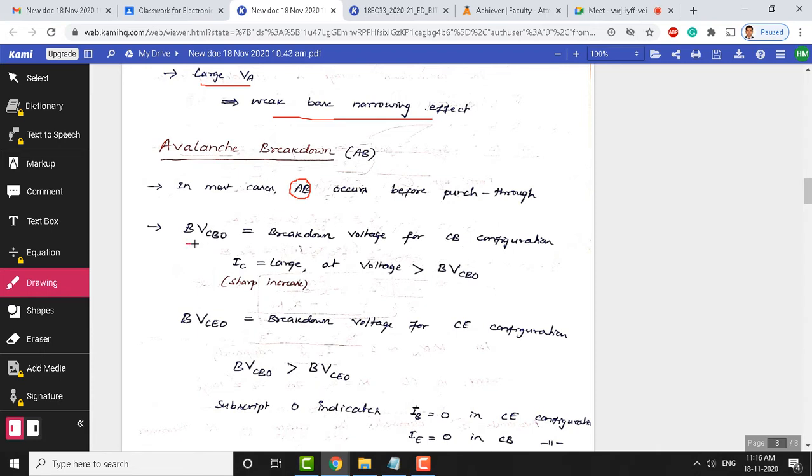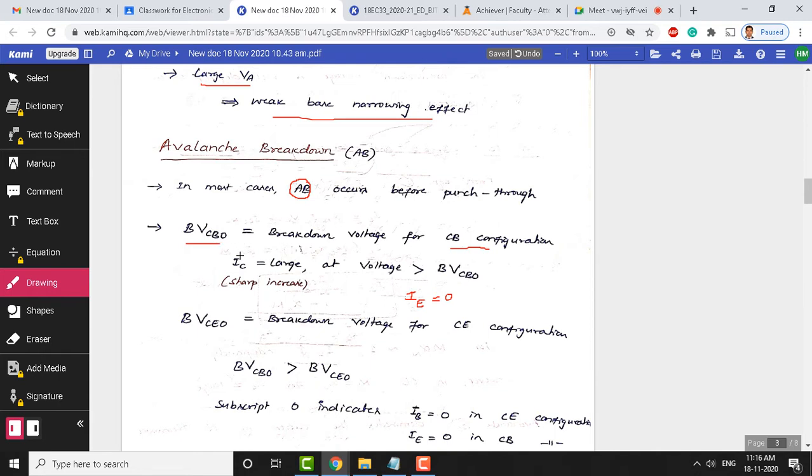Now, let us define the breakdown voltage with reference to the different configurations. B times VCBO, where B is the base transport factor, is the notation that we use for the breakdown voltage in the common base configuration. VCBO is defined under the condition that the emitter is kept open, that is, IE is 0. Under this condition we define B times VCBO. This is the breakdown voltage for the common base configuration.